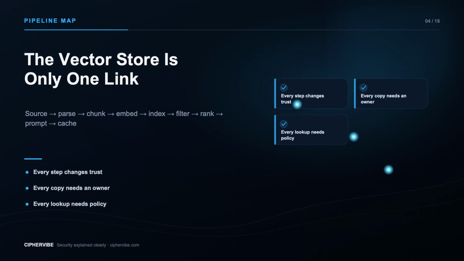A secure design starts with the whole path. Documents are collected, parsed, split into chunks, transformed into embeddings, stored with metadata, filtered, ranked, assembled into model context, and sometimes cached. Each step creates another copy, transformation, permission decision, and failure mode. Securing only the database endpoint leaves most of the attack surface untouched.